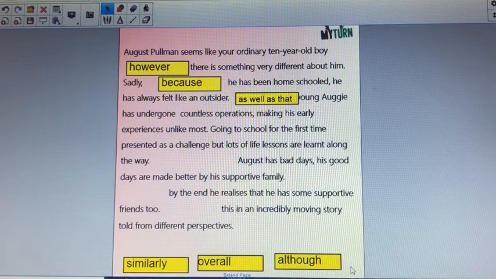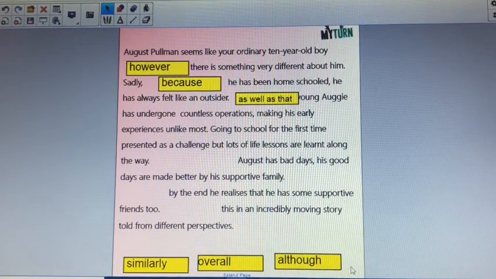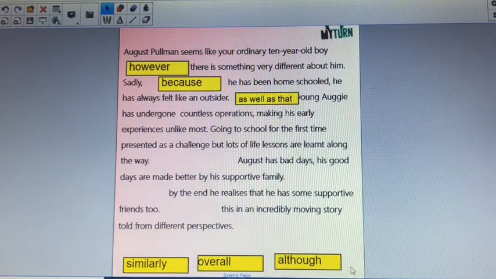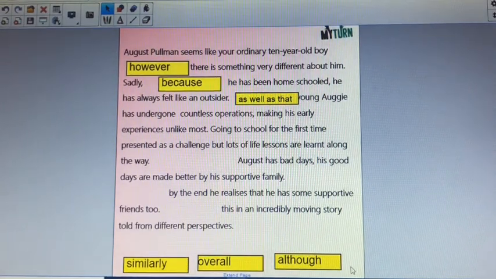Going to school for the first time presented as a challenge, but lots of life lessons are learnt along the way. Blank. August has bad days. His good days are made better by his supportive family. Again, I think we've got to use another contrasting conjunction, because it's comparing the bad days with the good days. So, although.